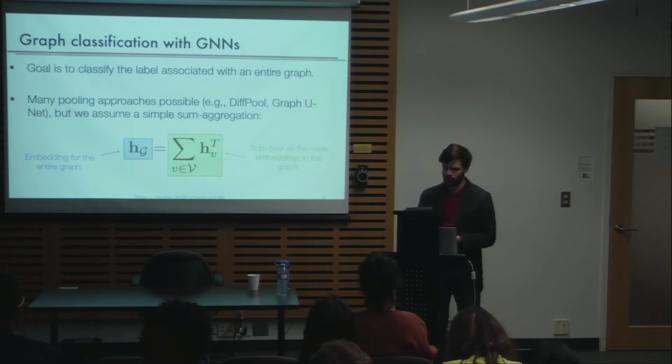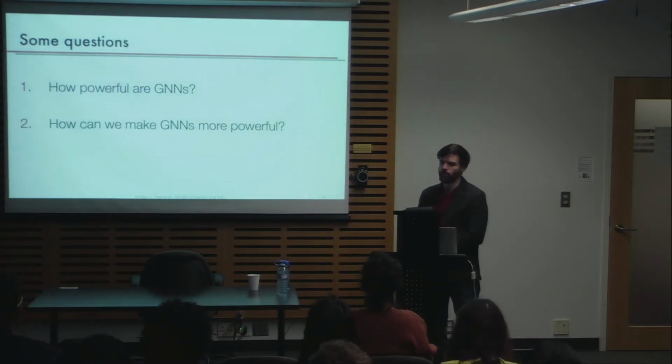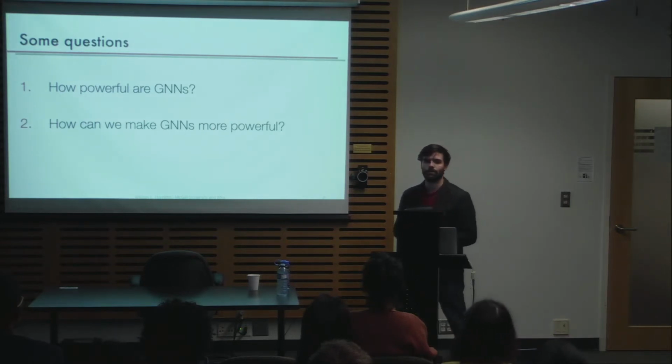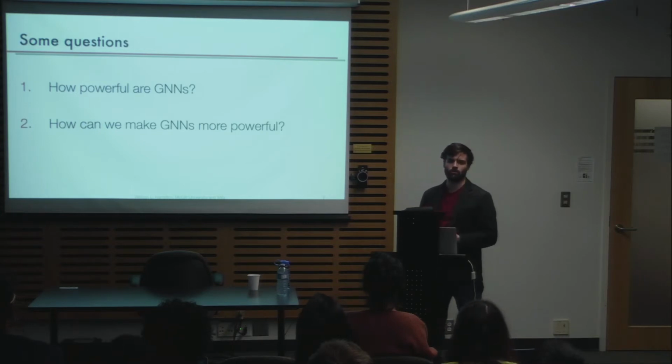But the questions that we're going to be interested in, within this context of classifying graphs using these neural networks, is, for one, how powerful are graph neural nets? In particular, are there limitations in terms of the kinds of graph structures that we can learn about using GNNs? And then, as an addendum to this, we're going to ask, is there any way that we can make graph neural nets provably more powerful?